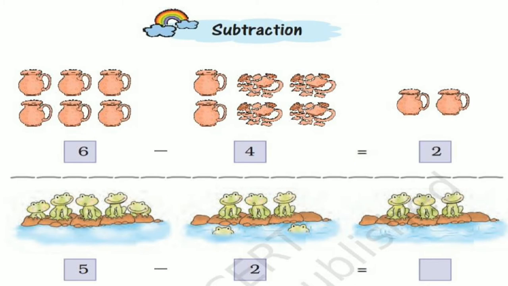Now let us look at the next picture. There are some frogs sitting at the bank of the river. How many frogs are there? 1, 2, 3, 4, 5. There are 5 frogs. If 2 frogs jump into the river, how many frogs will be left? 5 minus 2, that is 3.